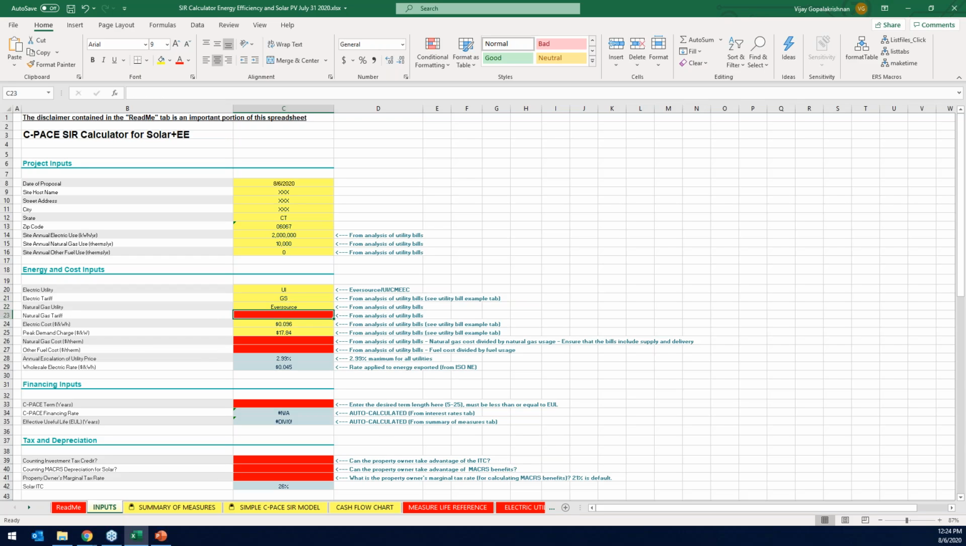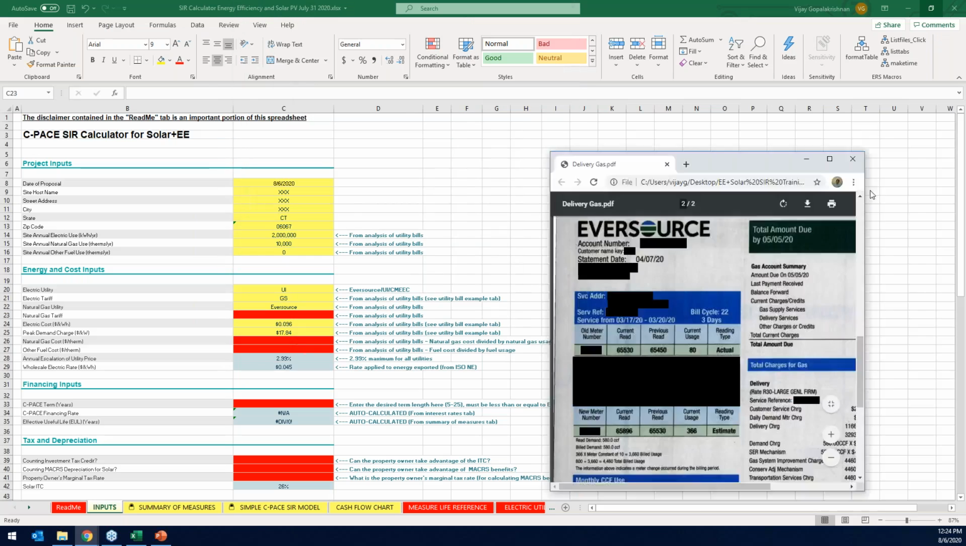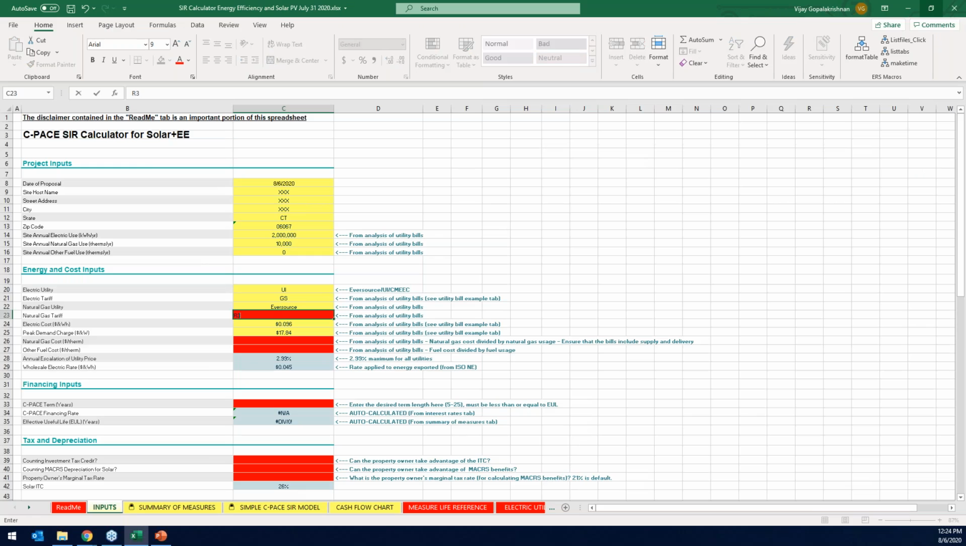So if you were to enter the natural gas utility, in this case, it's Eversource, that's the delivery utility, and the natural gas tariff, as we can see right here, is rate R30, that's the large general. And then the natural gas dollars per therm in this case is 0.581, which is from the supply, plus about 0.4, which is the dollar per therm based on the delivery bill. So it's about $0.98 per therm is what we come up with. So it's important to include supply and delivery. This is an error that we've seen fairly frequently where just the delivery is included and no supply. So we have to make sure that all the costs are included.